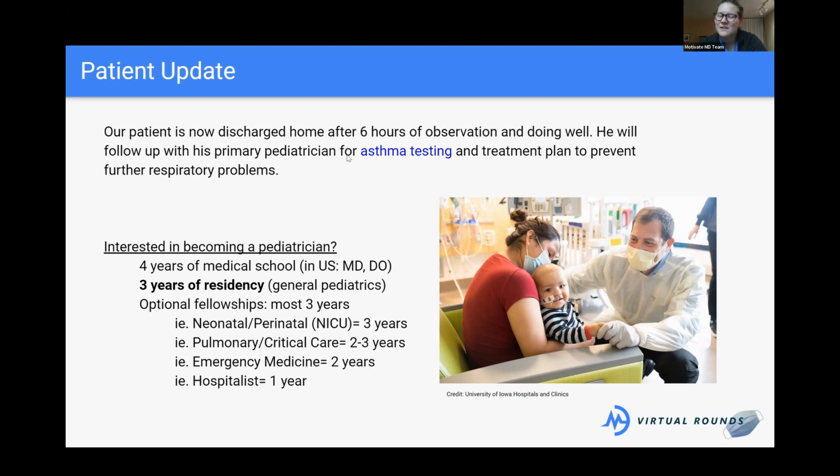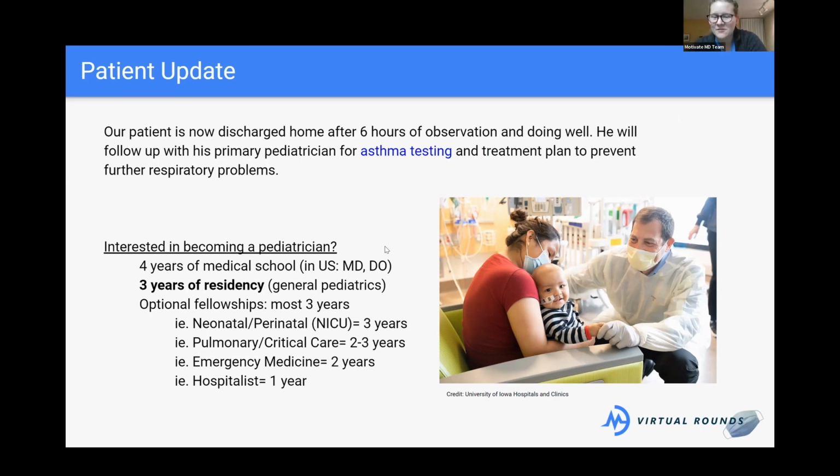But basically, they're going to follow up with their primary team and make sure that they can try to either prevent this from happening or just get on a treatment plan so that they can have better quality of breathing overall. And then somebody suggested this on my last virtual rounds, and I thought it was a great idea to include kind of what the path looks like to get to these specialties.